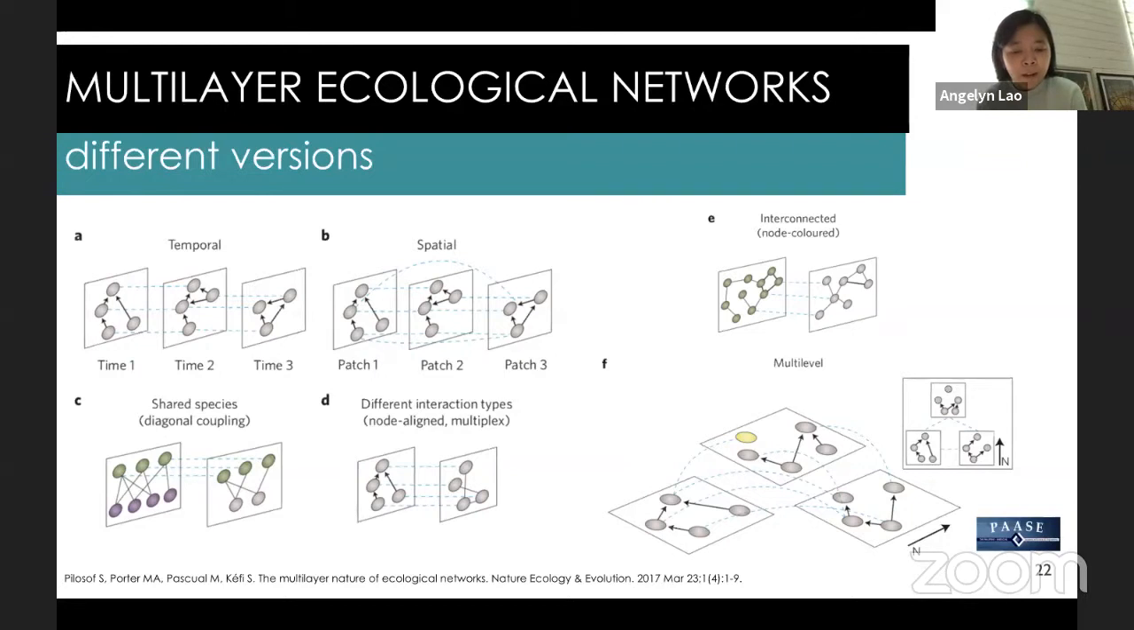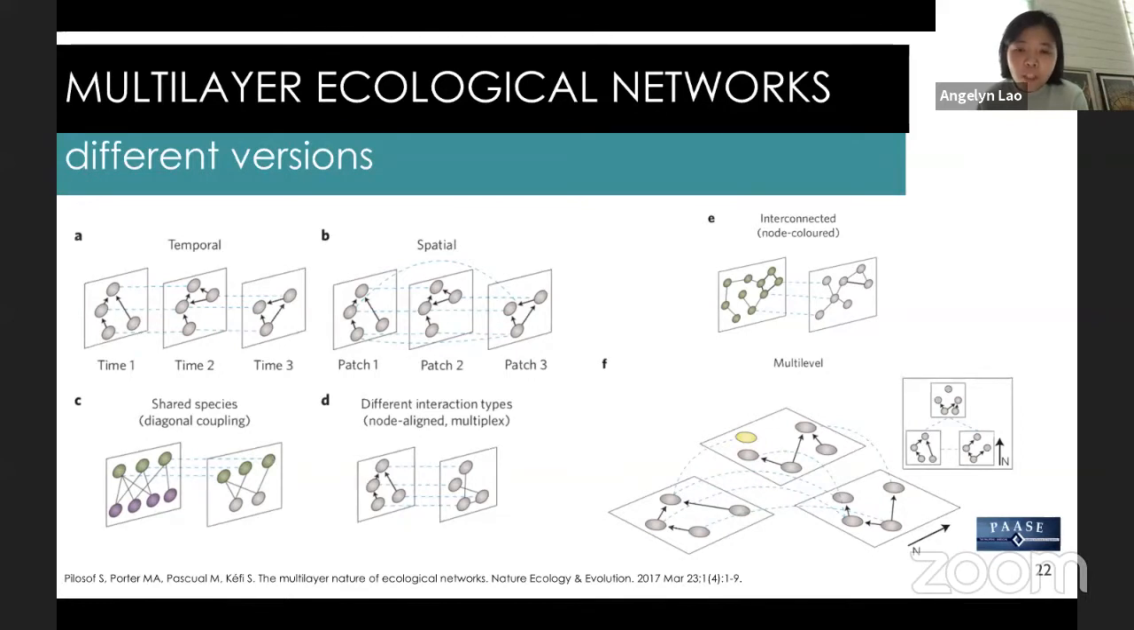or represent it can also represent like a meta community. So each layer represents a community, and the nodes are the species in this community. So the species can have their own interaction in each community.